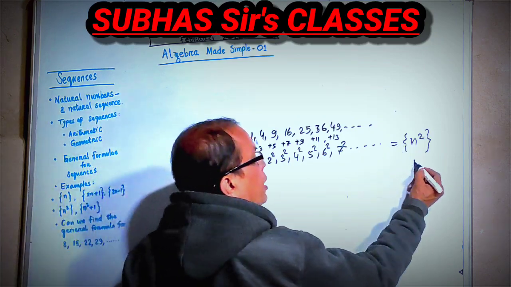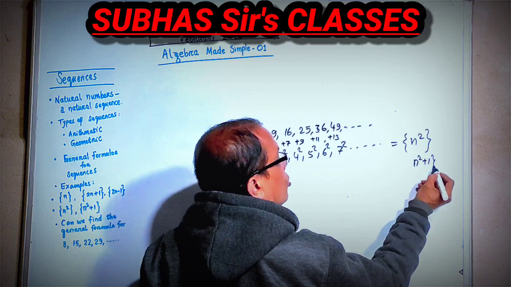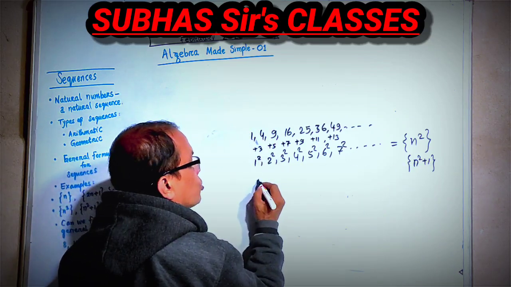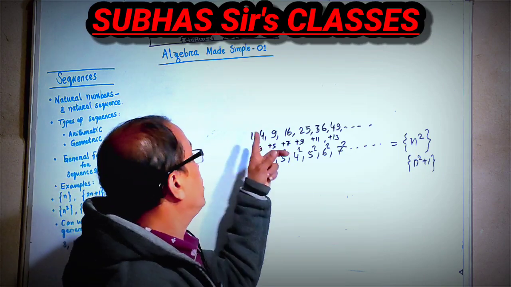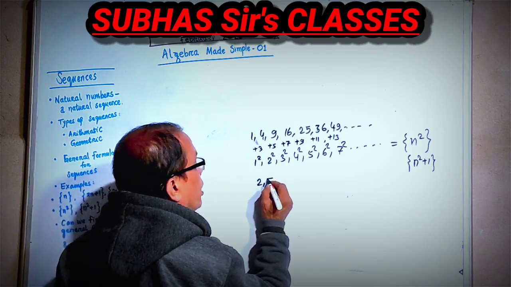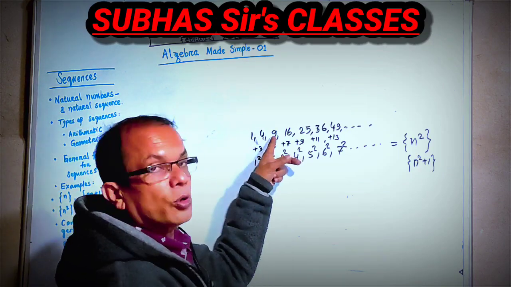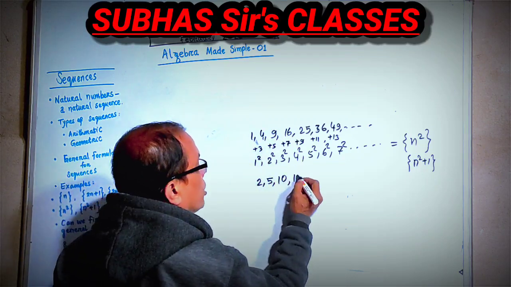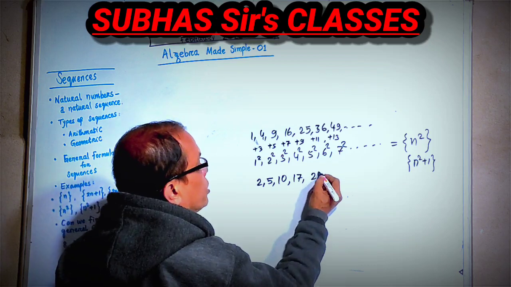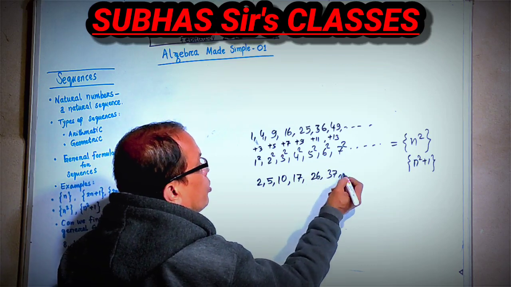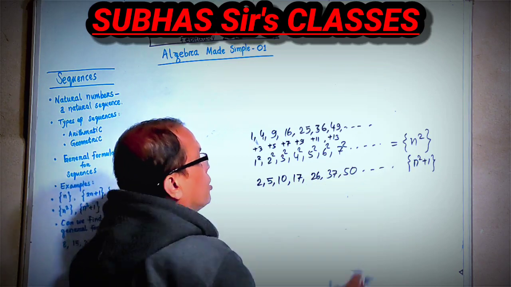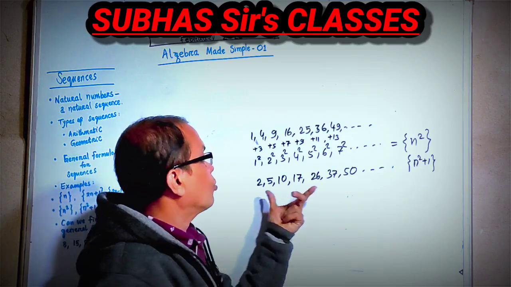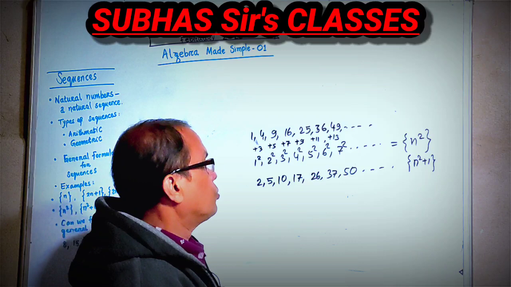Similarly, if we take n square plus 1, each term is increased by 1. So the first term will be 1 plus 1, 2. The second will be 4 plus 1, so 5. Next will be 9 plus 1, so 10. Next will be 16 plus 1, so 17. Next will be 26, 37, 50, etc. So in the general way you cannot easily find the general formula for this sequence.